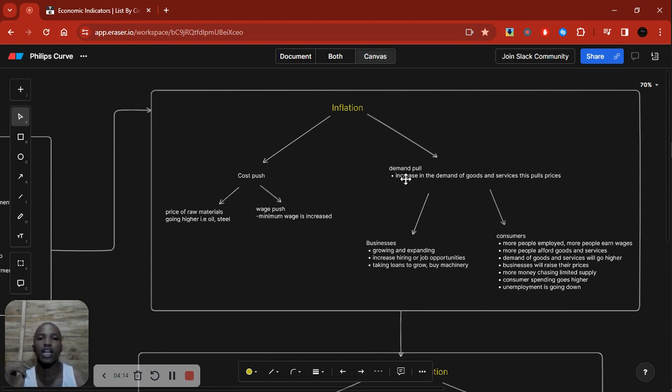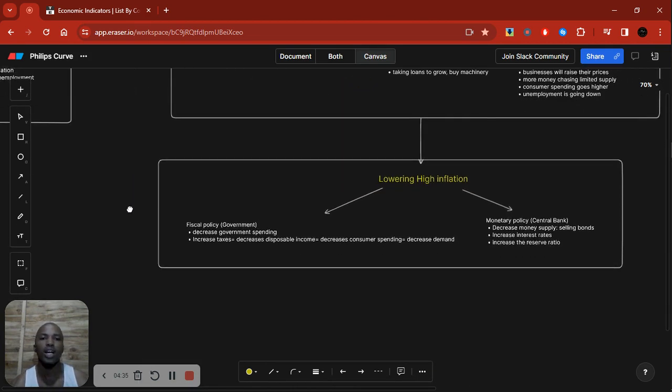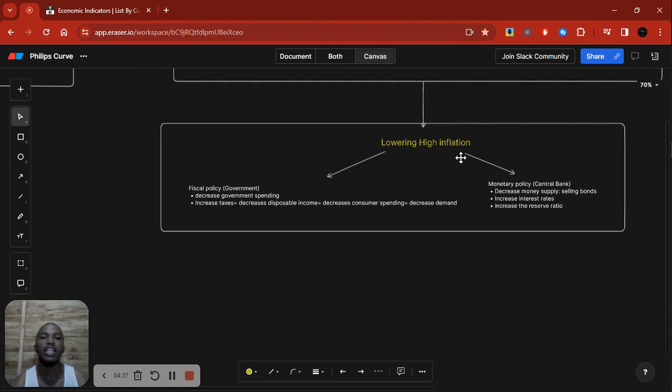Then we also looked at demand pull inflation, and on the demand pull inflation, we obviously explained that it's because consumers have more disposable income. They're working, they're employed, so now there's too much money that is chasing what? A limited supply. And that is what we got to understand there, right? And then lastly, we looked at how to actually lower high inflation. This is the inflationary gap.